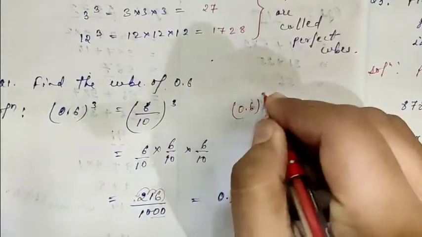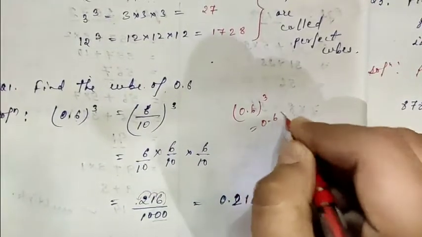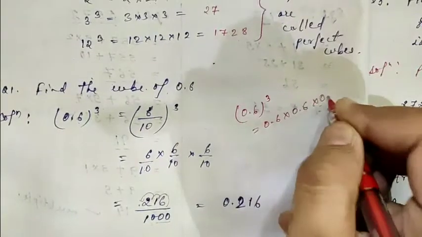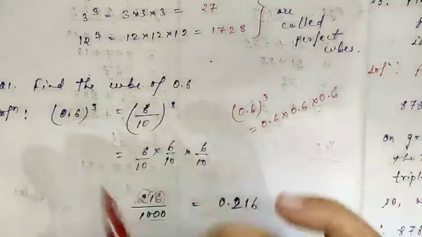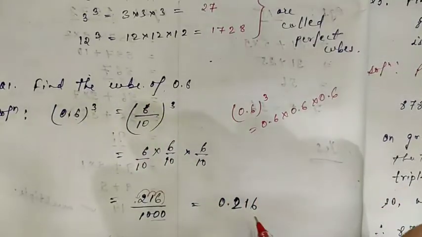You can solve it in this process also. 0.6 whole cube will be equal to 0.6 multiplied with 0.6 multiplied with 0.6. If you multiply all this, you will get the same result. So follow any process, you will end up with the same answer.